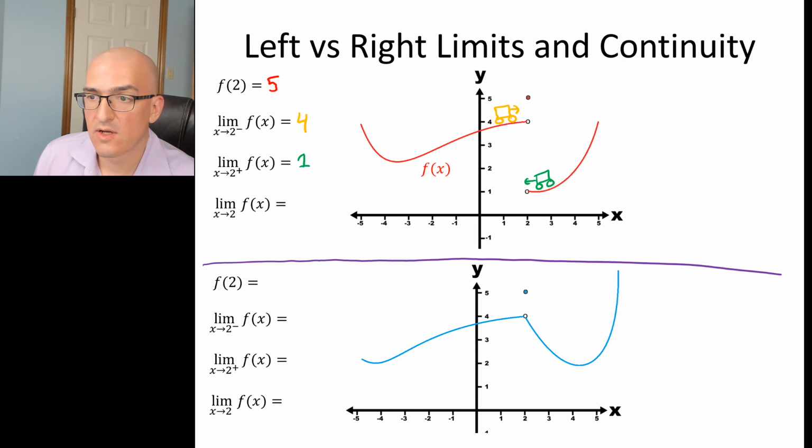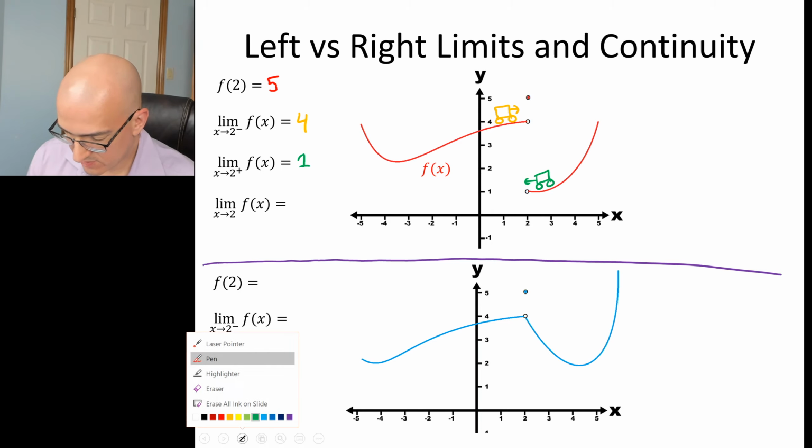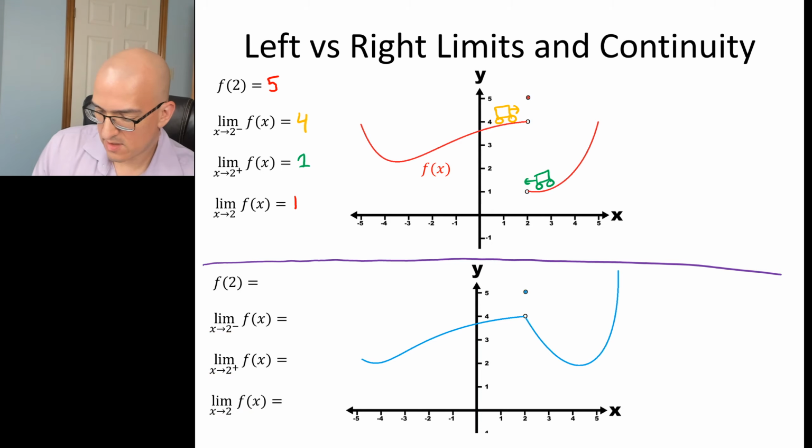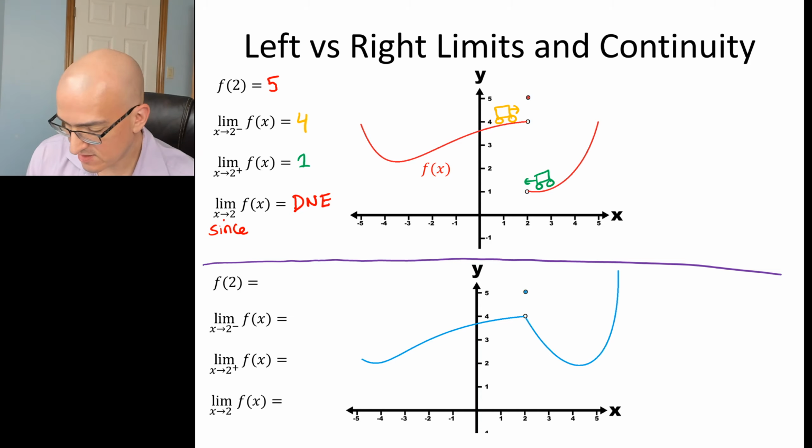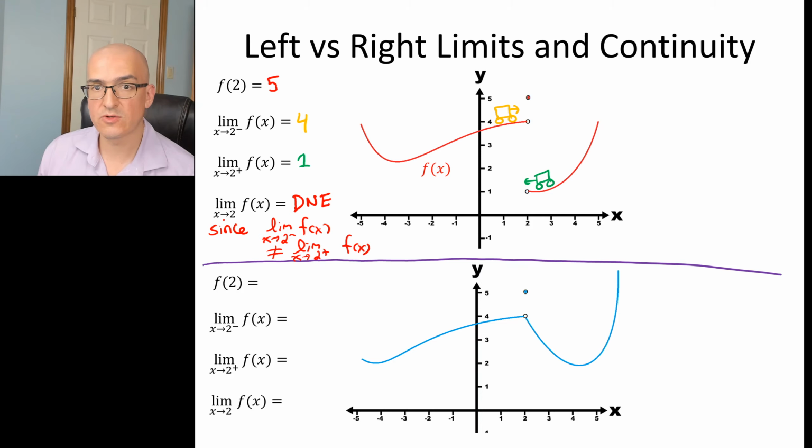Now the last, what is the limit as x approaches 2? Well, that's a two-sided limit. We approach from the left and from the right simultaneously. It does not exist, DNE, since the limit as x approaches 2 from the left of f of x does not equal the limit as x approaches 2 from the right of f of x. Those two limits don't equal, and whenever that happens, we say the two-sided limit does not exist.